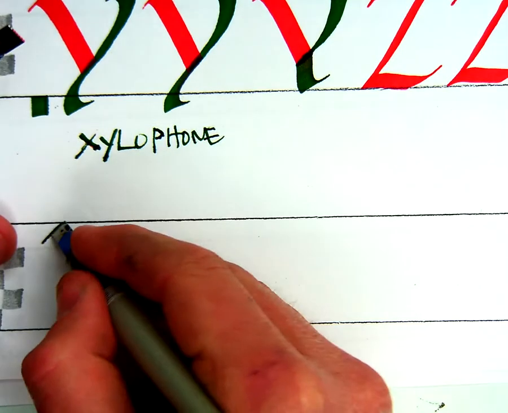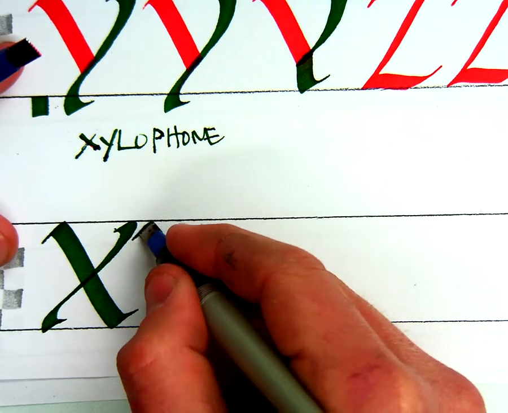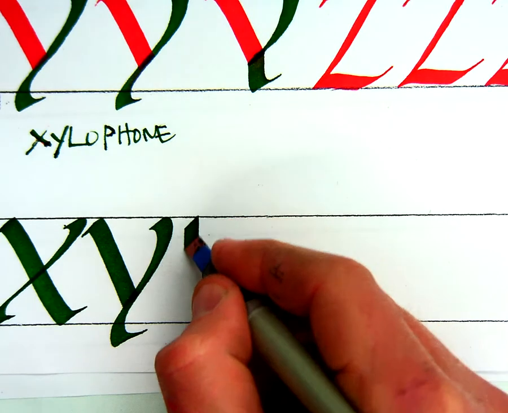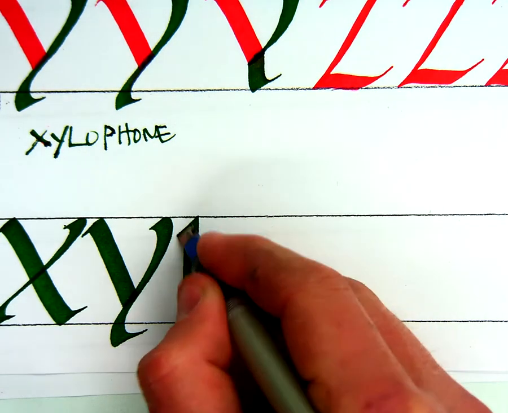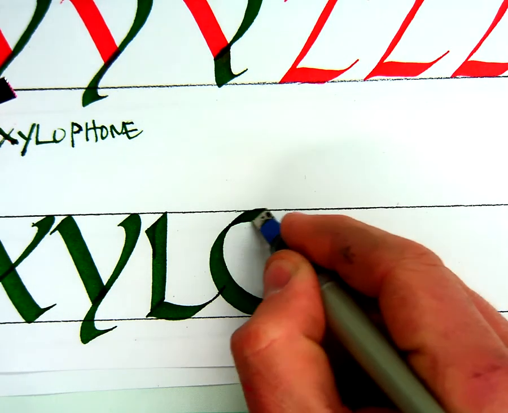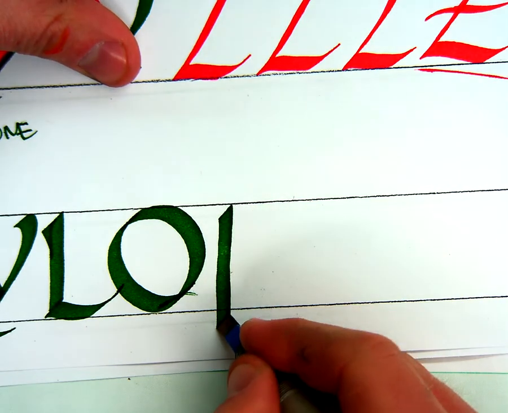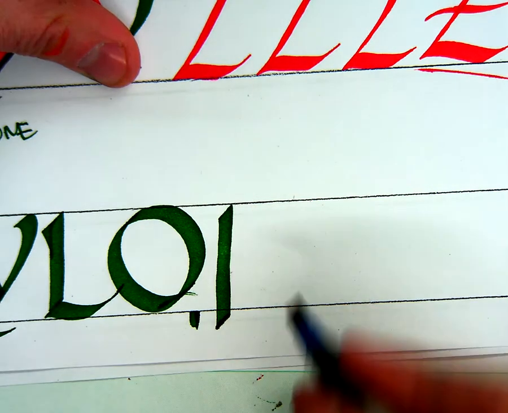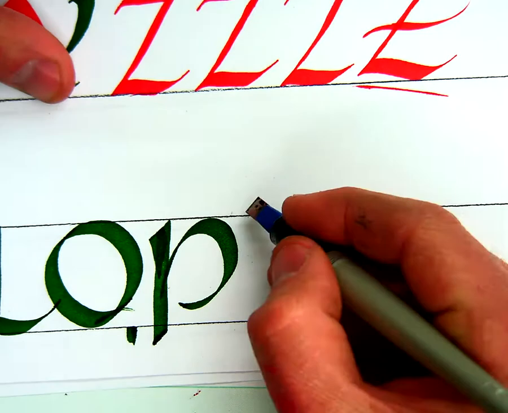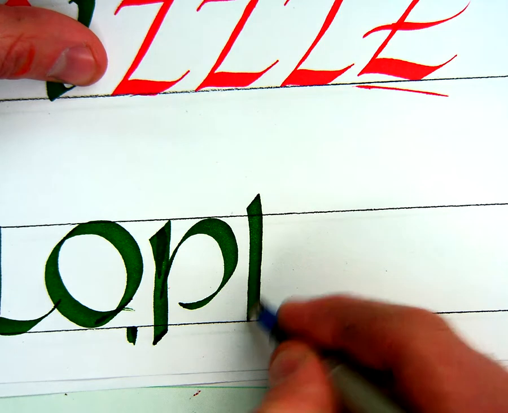The X. One. Two. Y. One. Two. The L. One. Two. Serif. The O. Round. Round. The P. One pen width below. Serif. Rounds. The H, one pen width above.